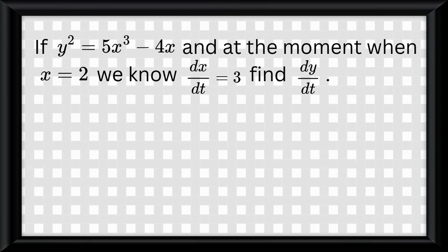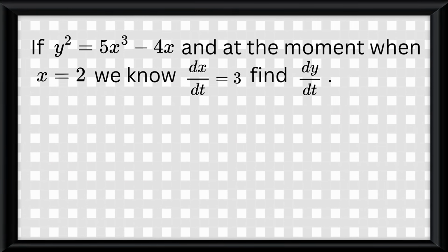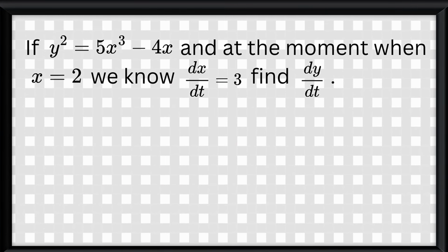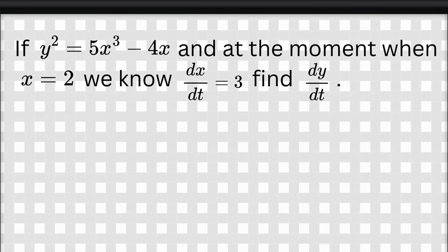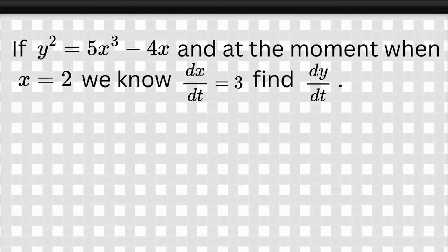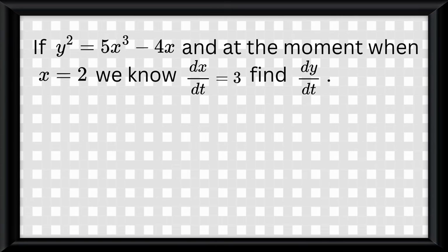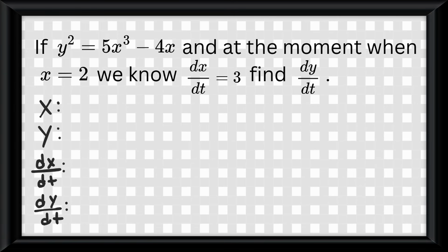Here is the problem we'll solve. If y squared equals 5x cubed minus 4x, and at the moment when x equals 2, we know the derivative of x with respect to t is equal to 3, find the derivative of y with respect to t. So first thing we do for any of these problems is to list out what we already know and don't know. We know x equals 2, we don't know what y is equal to, we know dx/dt is equal to 3, and we are trying to figure out what dy/dt is.